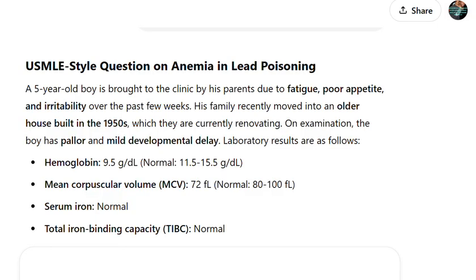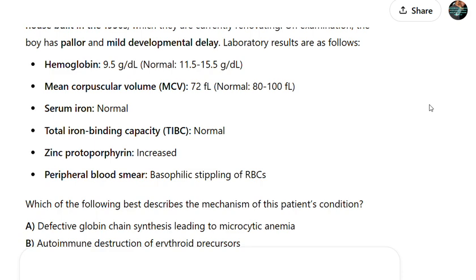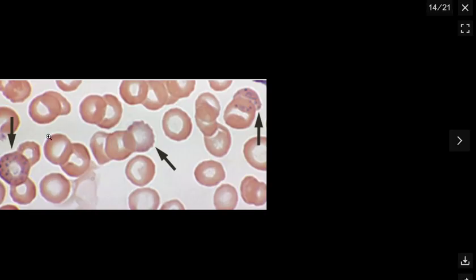Laboratory results are as follows. Hemoglobin, 9.5 grams per deciliter. Normal, 11.5 to 15.5 grams per deciliter. Mean corpuscular volume, 72, normal, 80 to 100 femtoliters. Serum iron, normal. Total iron binding capacity, normal. Zinc protoporphyrin, increased. Peripheral blood smear, basophilic stippling of RBCs.